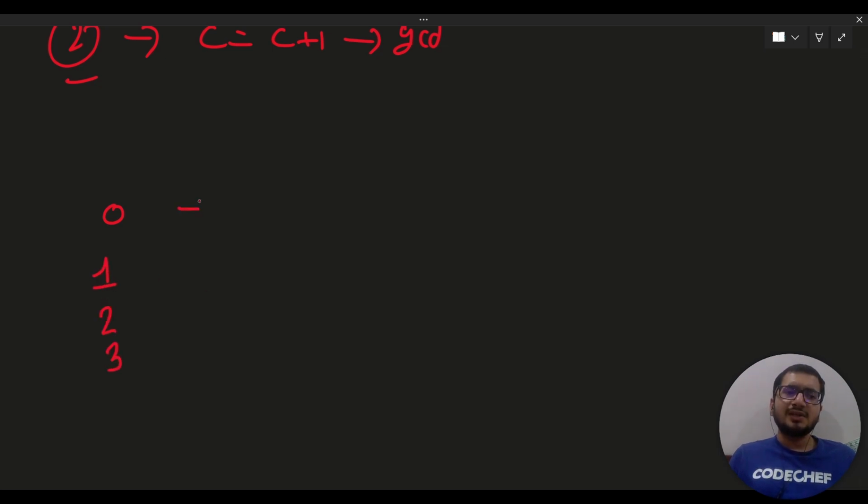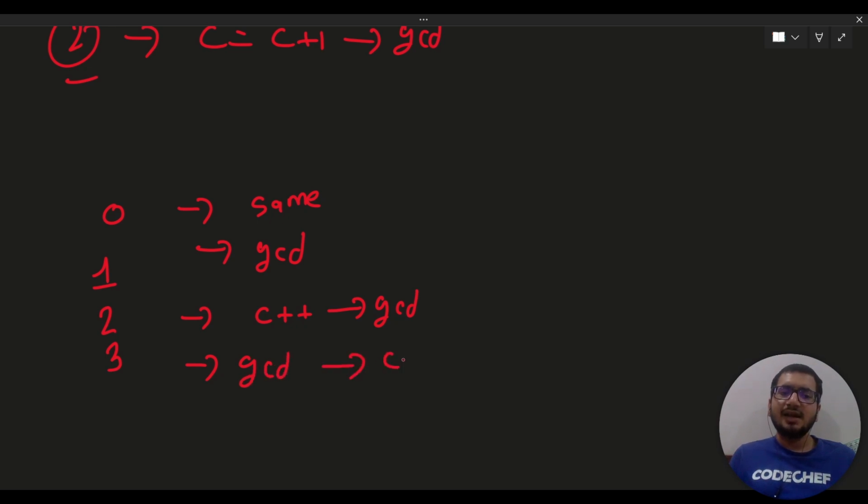So 0 is that they are already the same, right? 1 is that we'll simply perform GCD and check whether now they are the same. 2 is that we first increment C and then we apply GCD. And the third and final is we first apply GCD, then we increment C, and then we again perform GCD. And by the end, all of them have already become 1. And with this, we'll get our solution.